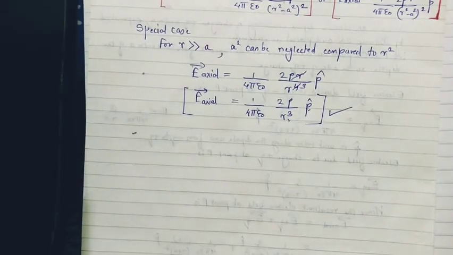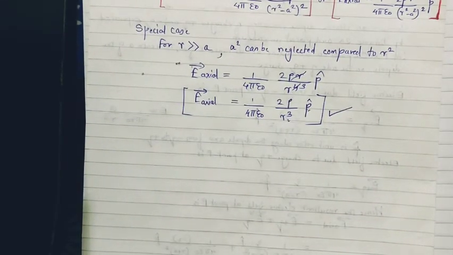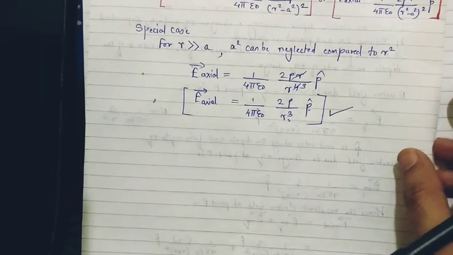In the next class we are going to learn the derivation for the electric field at an equatorial point of the electric dipole. So this is it for today. I'll see you in the next class.